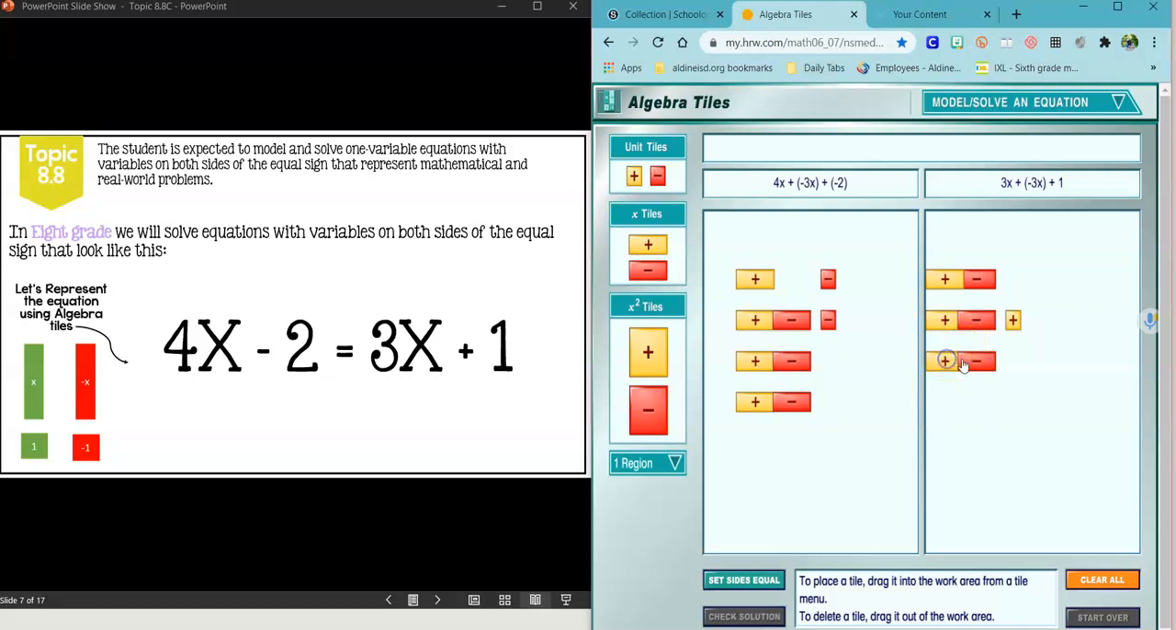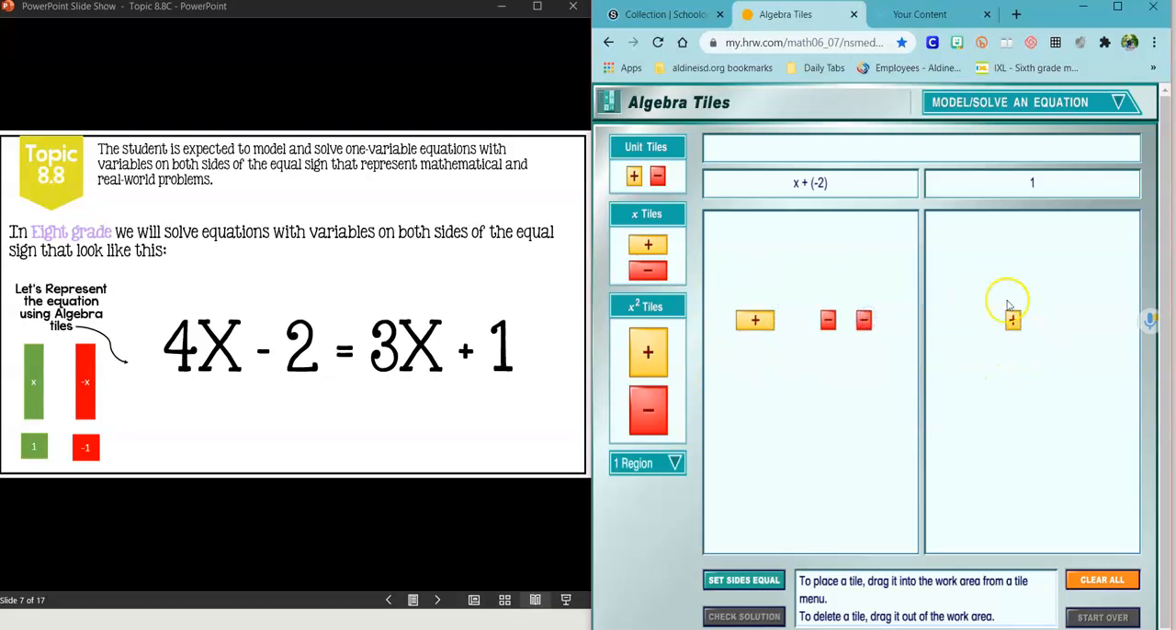So now I'm going to create these 0 pairs with the x's. Okay, so that should just leave me with 1 unit on the right. Same thing on the left, I'm going to create those 0 pairs. All right, got it. Okay, now I'm left with x minus 2 on this side and positive 1 on this side. But again, my goal is to still get this x by itself, so I need to take another step, and I need to get rid of this minus 2.